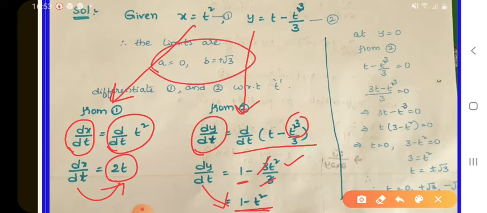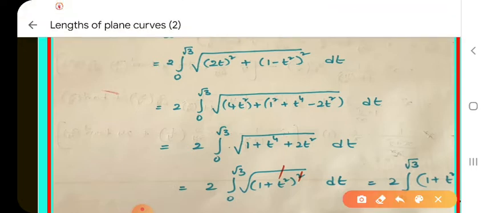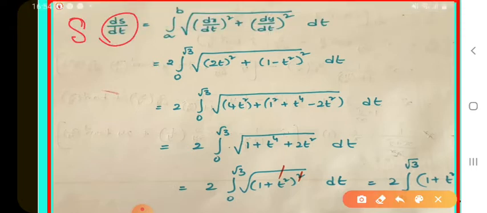We have the limit values, the dx by dt value and also the dy by dt value. So now we substitute all these values in the formula of parametric form. See here, what is the formula in parametric form? ds by dt, or capital S, equals integral from a to b of root of dx by dt whole square plus dy by dt whole square dt, where a and b are the limit values. What limits do we take here? 0 to root 3, and I put 2 in front. Why? We found only half of the length, so we have to double it. So I write 2 first.